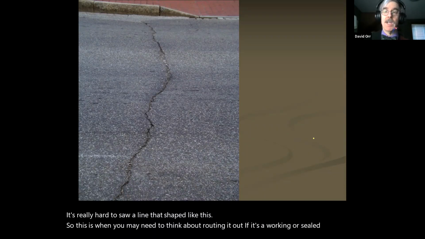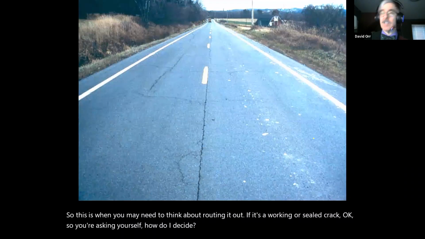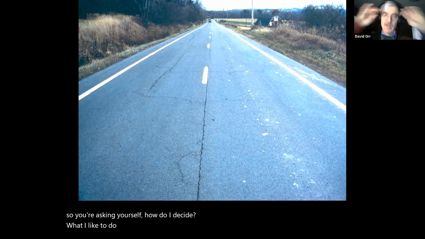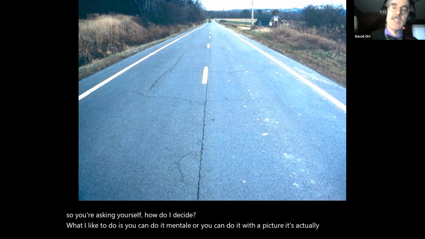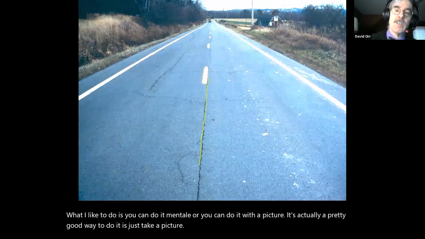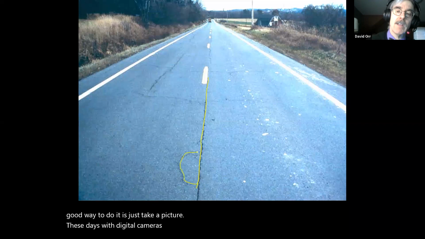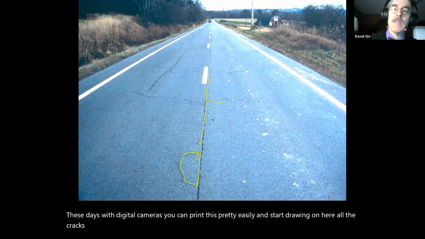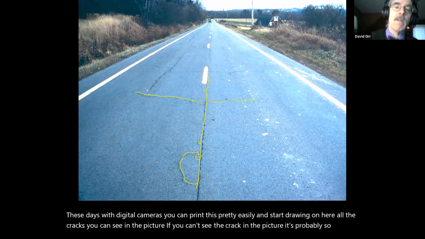Okay, so you're asking yourself, how do I decide? What I like to do, and you can do it mentally, or you can do it with a picture, it's actually a pretty good way to do it, is just take a picture. And these days with digital cameras, you can print this pretty easily. And start drawing on here all the cracks you can see in the picture. If you can't see the crack in the picture, it's probably so fine you can't seal it anyway. Okay?